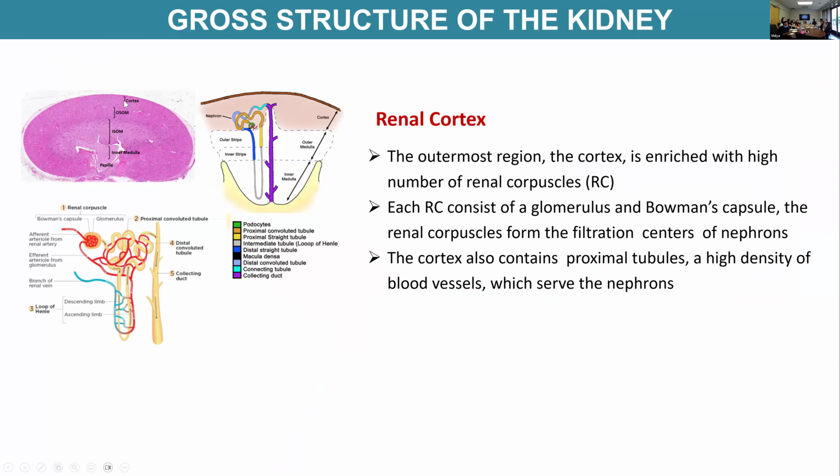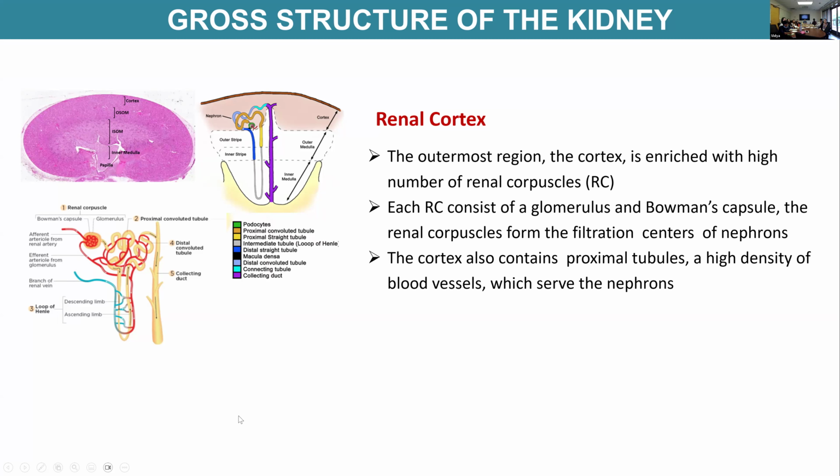So the renal cortex is enriched with what are called renal corpuscles. It's a part of the nephron. And the renal corpuscle here, if you see the capillaries highlighted in red, they are glomeruli and surrounded by the Bowman's capsule. The entire structure is called a renal corpuscle.